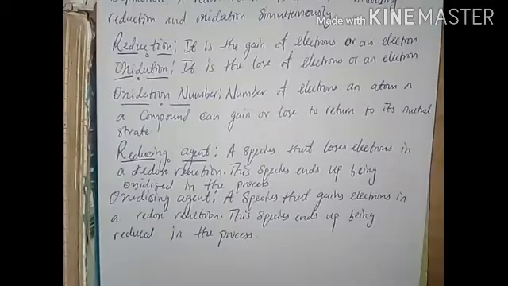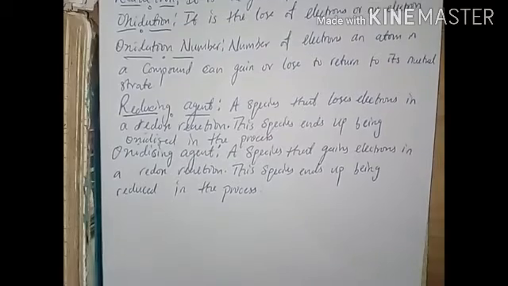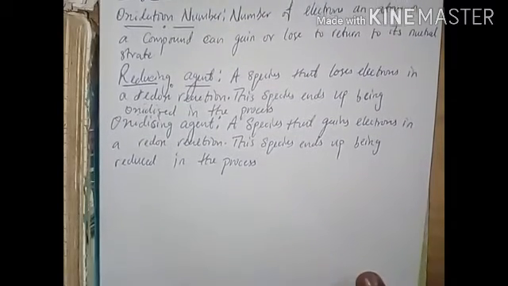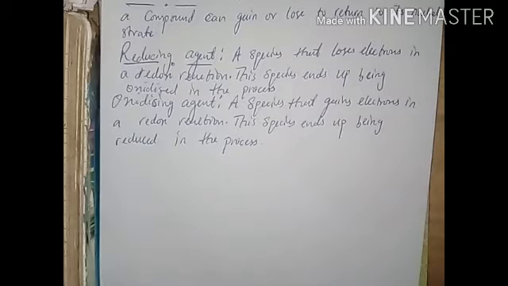Now we have made mention of all this, so it is good for us since we have seen what oxidation and reduction is, what an oxidizing agent and a reducing agent is. We have seen oxidation number, so we should see now how we can calculate the oxidation number or the oxidation state of an atom in a particular compound.